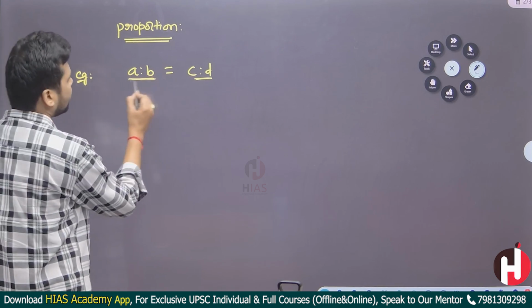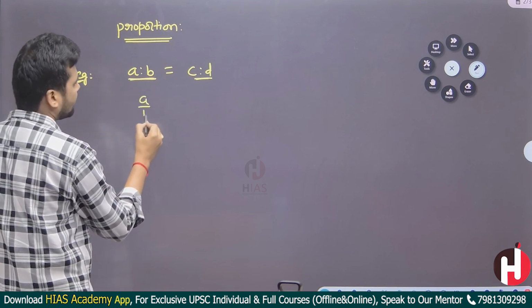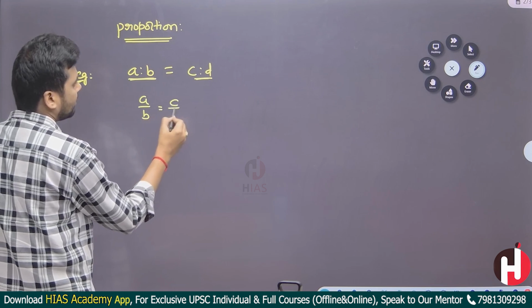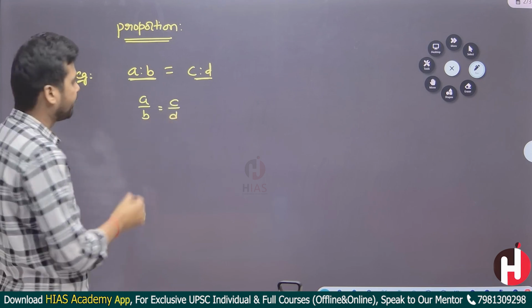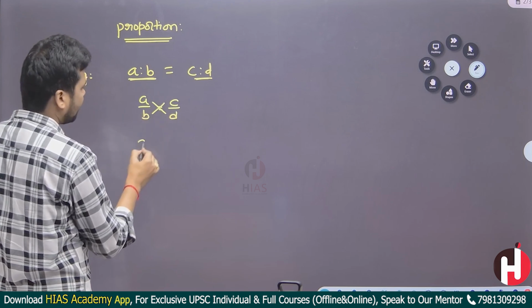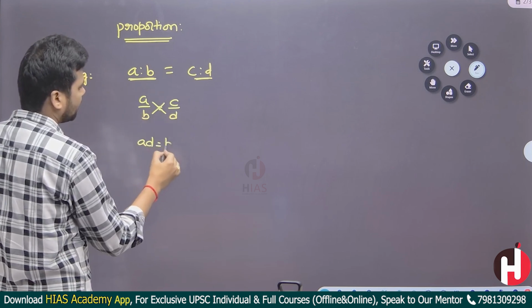So how do we write this A is to B? Can I write it as A by B? Because a ratio is nothing but a fraction, right? C is to D means what? C by D. Now you cross multiply it, then it becomes what? AD is equal to BC.